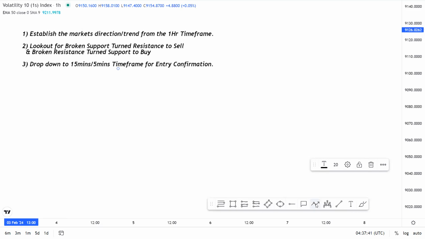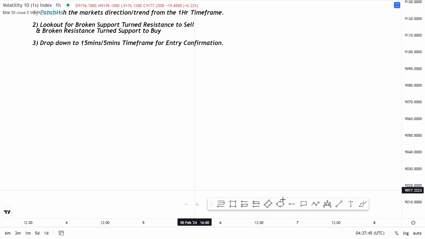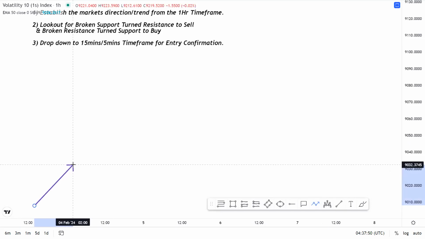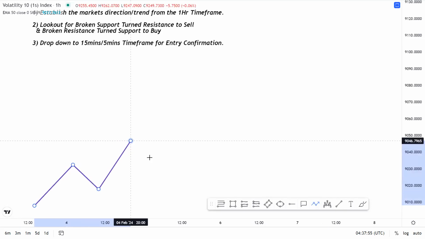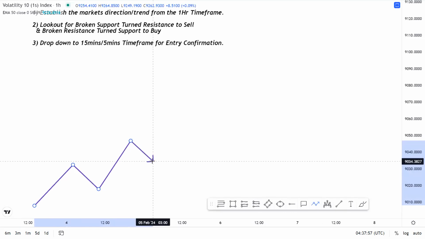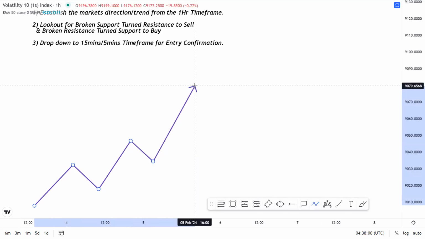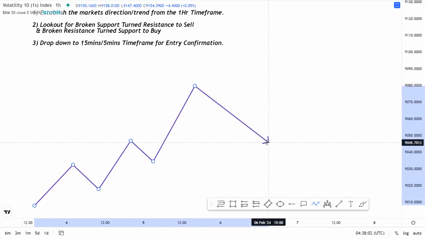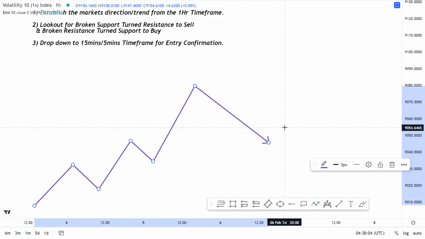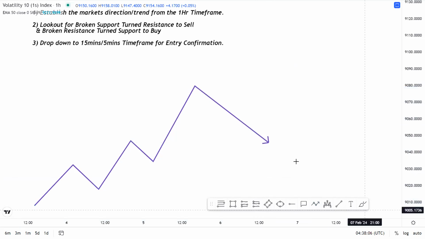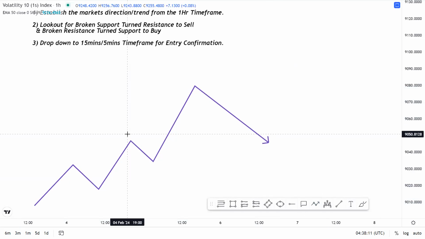Now, a typical line chart example of this would look like this, once you're able to establish the market trend. From this you can tell very clearly we are in an uptrend, in a bullish structure, clearly seeing price presenting us higher highs and higher lows.